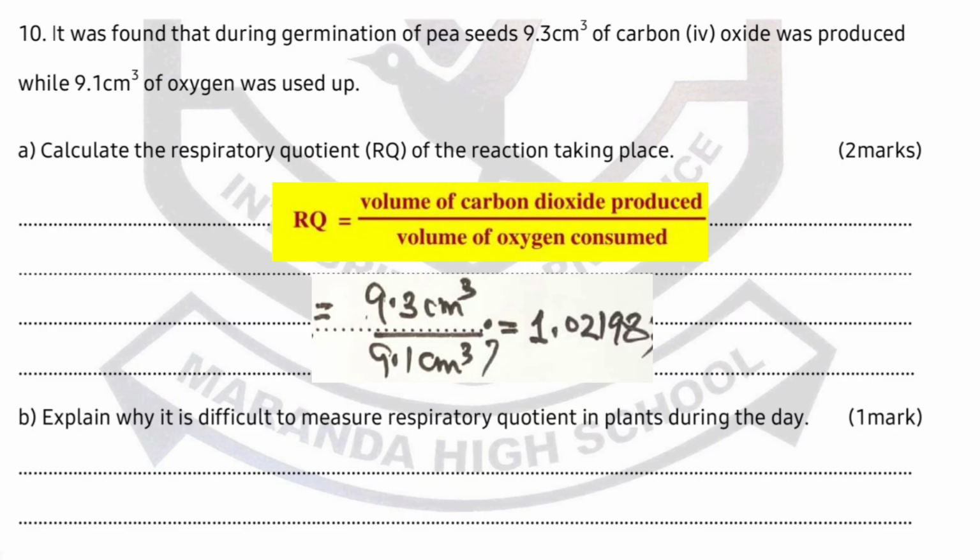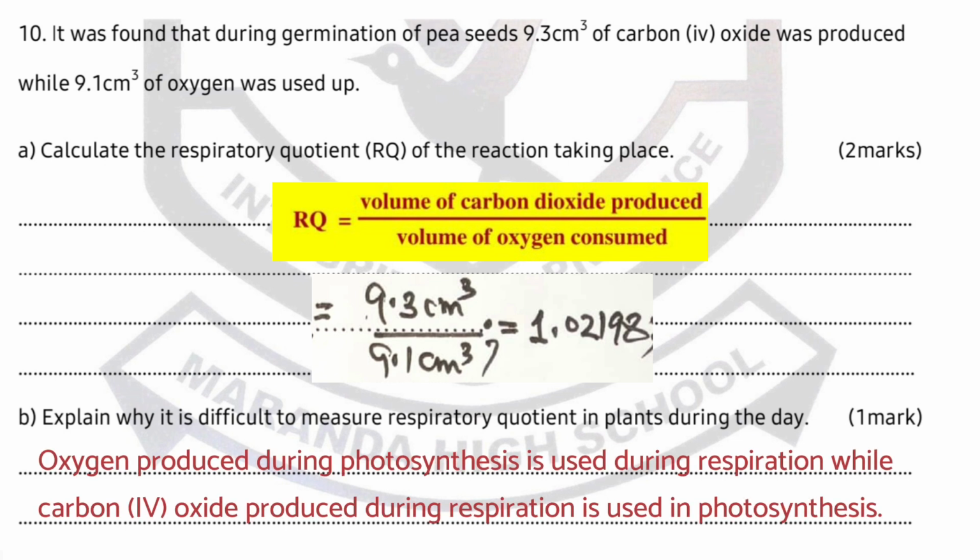Part B. Explain why it's difficult to measure respiratory quotient in plants. Now, plants have this amazing ability. They can recycle some of their waste products. So, for example, when they carry out photosynthesis during the day, they produce oxygen as a byproduct. Some of this oxygen is actually utilized during respiration. Again, when they carry out respiration, they release carbon IV oxide as a waste product. Some of this carbon IV oxide can be repurposed and used during photosynthesis.